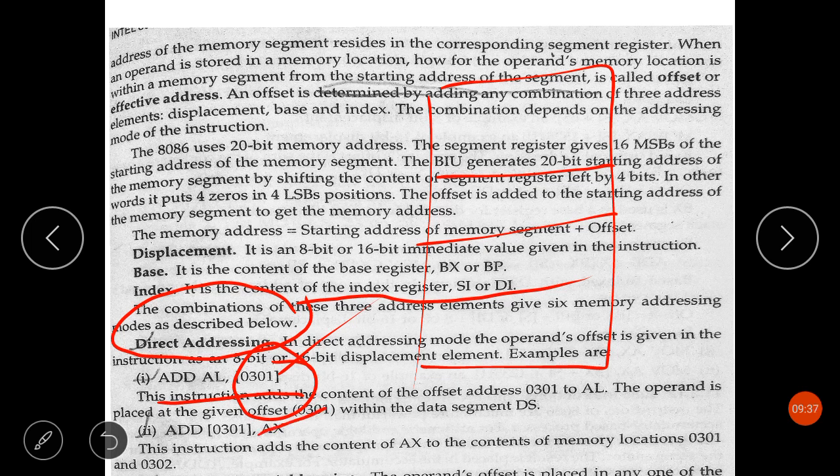So this offset will directly be mentioned in the instruction. What this instruction means: ADD AL, [0301], where 0301 is written within the square brackets. Whenever you see in the 8086 microprocessor any data written within the square brackets, it is the address. If any data is written without the square brackets, it is the operand.